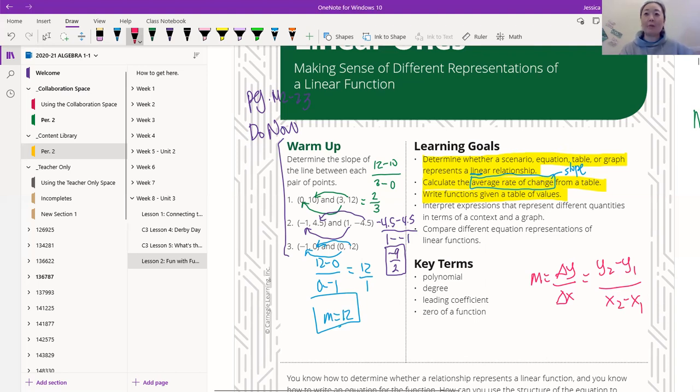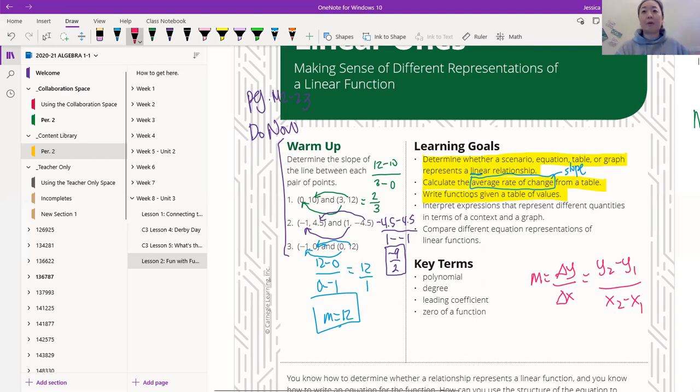And then the next one is to calculate the average rate of change from a table. And we said, what is the average rate of change? That's exactly the same thing as a slope. It's just another way to look at it. Usually when we're looking at average rate of change, it's going to be scenarios, right? Story problems, real world situations.